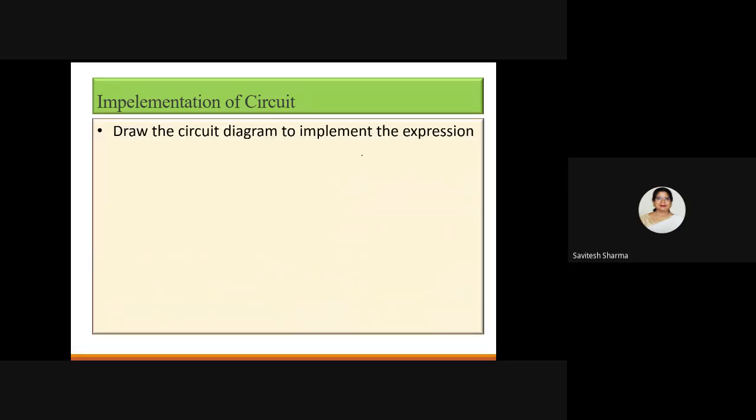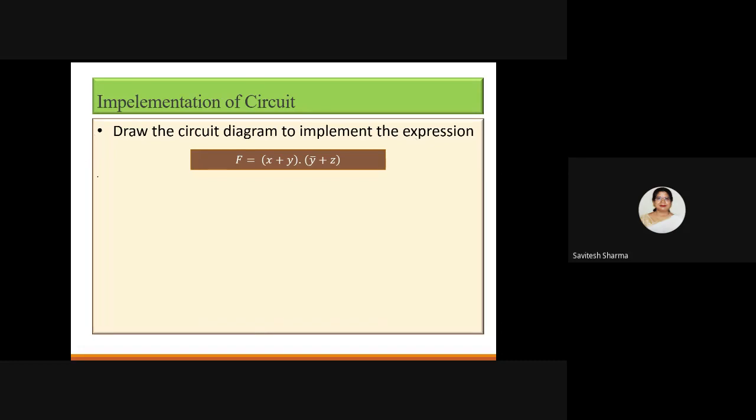Next question is, draw the circuit diagram to implement the expression. So the previous question was related to determining the output if you have the input as a timing diagram. Now here it is asking you to draw the circuit diagram, meaning hardware implementation. The expression is given. So here you first determine how many variables are there.